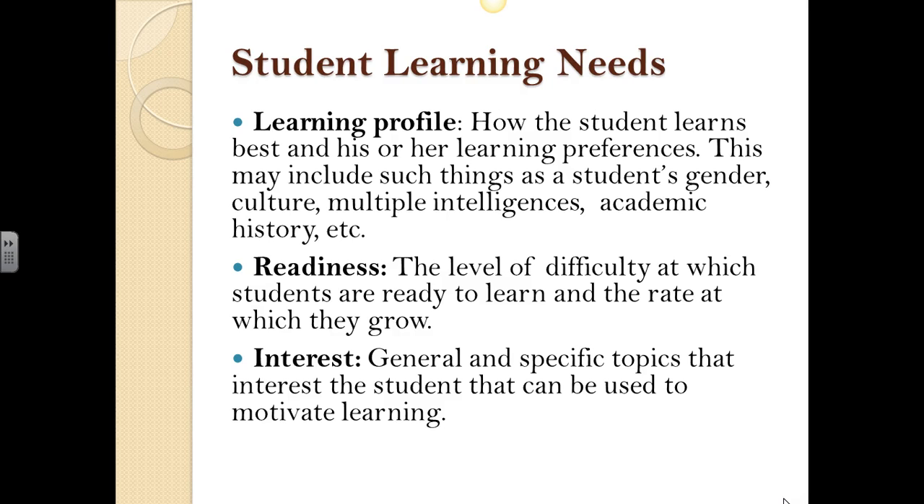Each student has a unique learning profile, which is the way the student learns best and his or her learning preferences. This can include the student's gender, culture, and multiple intelligences that are strong for that student, and the student's academic history. All these things create the learning profile. Also, a student's readiness is the level of difficulty at which students are ready to learn and the rate at which they grow. And interest is important because that's general and specific topics that can be used to motivate learning for a specific student.